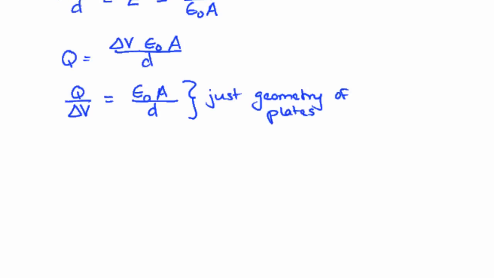So we then call this part here Q over delta V. That's called the capacitance, which we write as a capital C. And again, it's defined as the charge over the potential difference. And it depends only on the geometry of whatever your electrodes that are making up your capacitor happen to be.